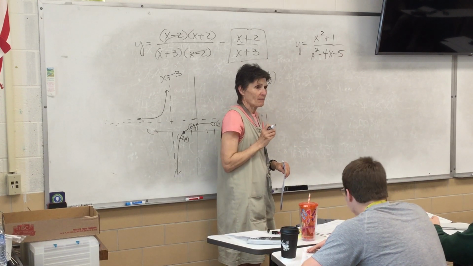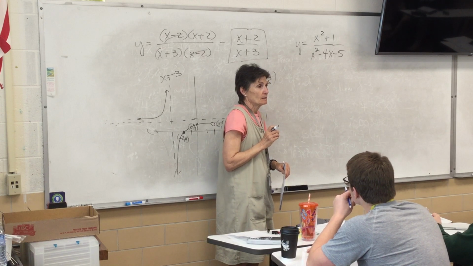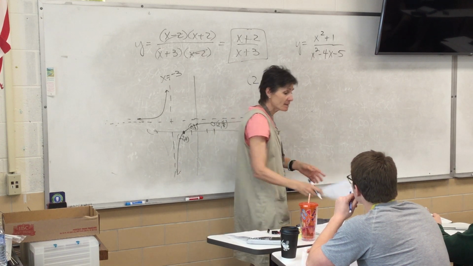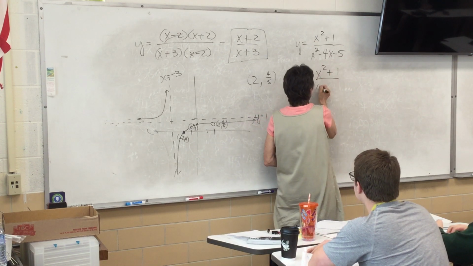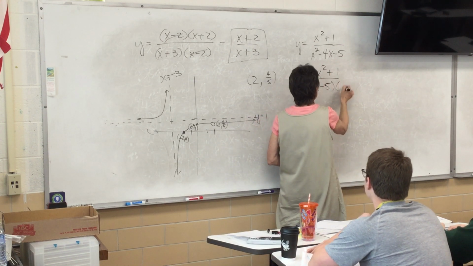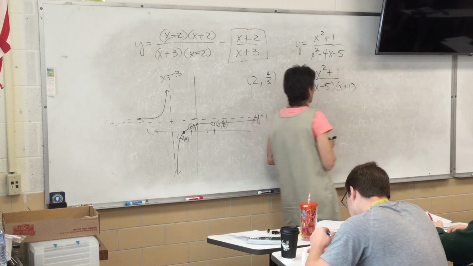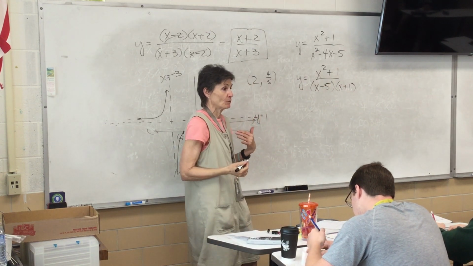What's a little unusual about this? The top doesn't factor. Now the bottom does, and I would go ahead and factor it. Did you do that? Why would you go ahead and factor the bottom? You know you're not going to be able to cancel because the top doesn't factor, but what's the bottom going to give you?